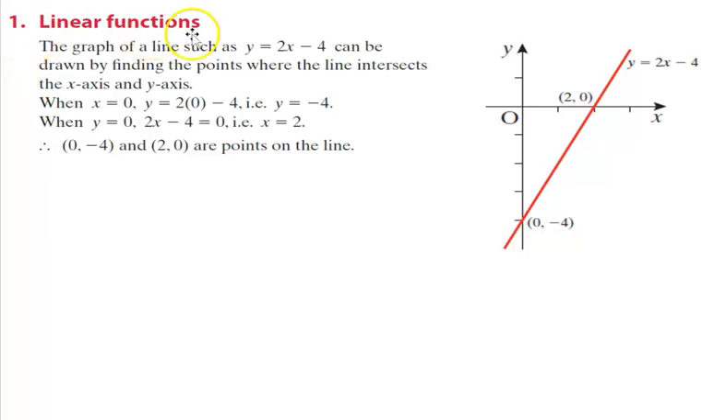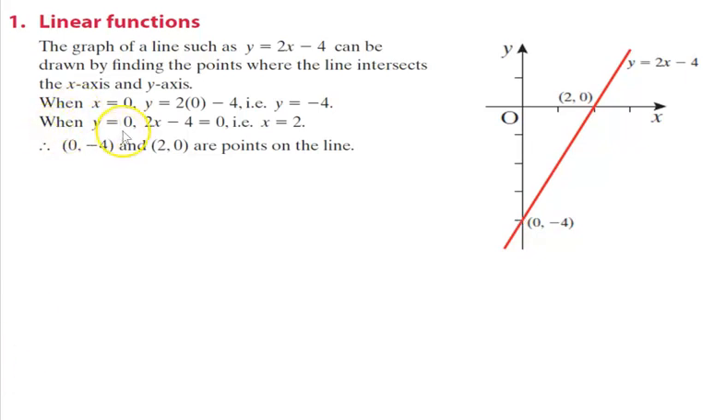Linear functions. The graph of a line such as y equals 2x minus 4 can be drawn by finding the points where the line intersects the x and y axes. By letting x equal 0, y will become 2 multiplied by 0 minus 4, which is just minus 4, i.e. y is equal to minus 4. So 0 comma minus 4 is one point on the graph, where our graph crosses the y-axis.